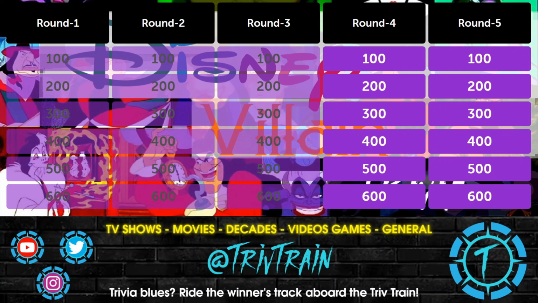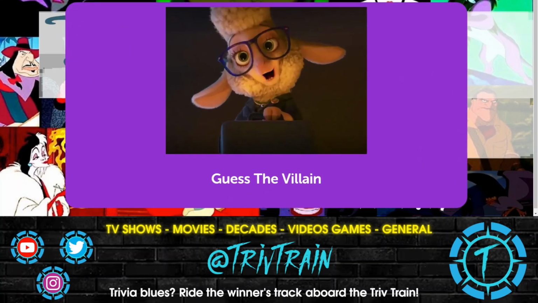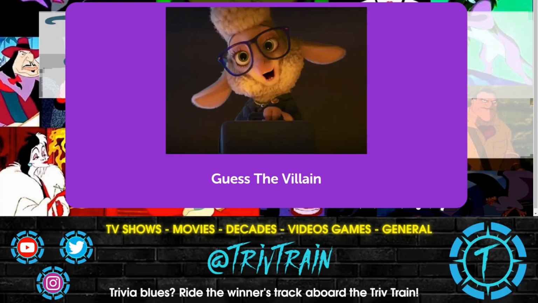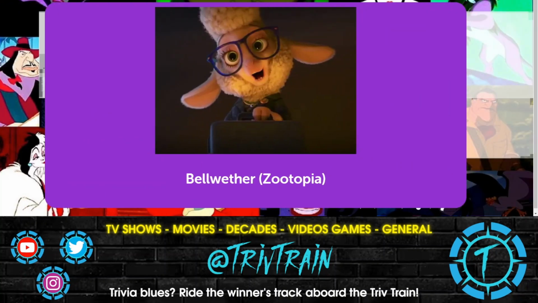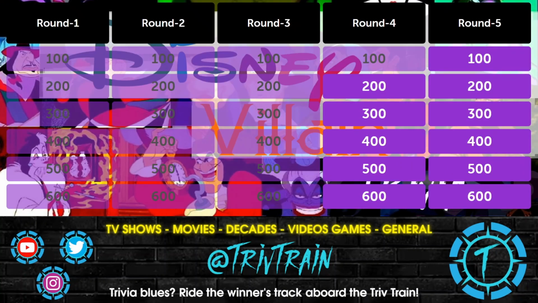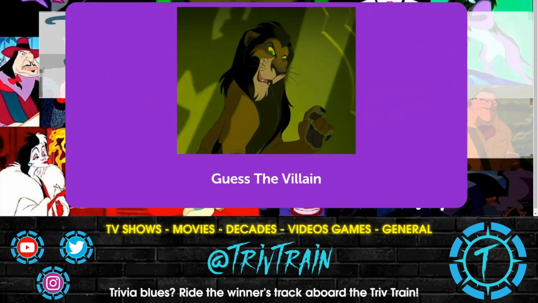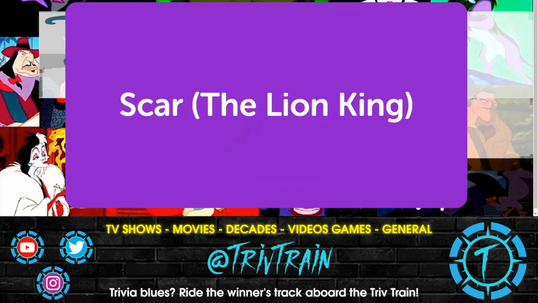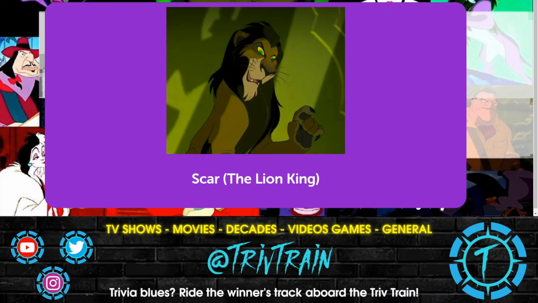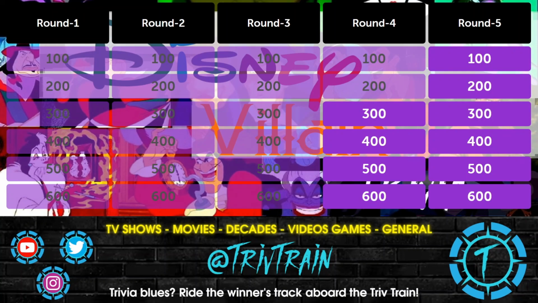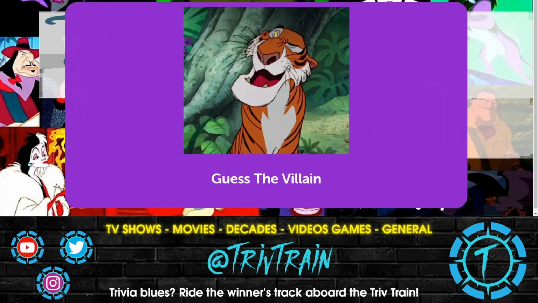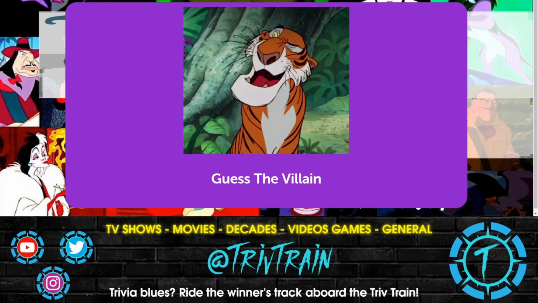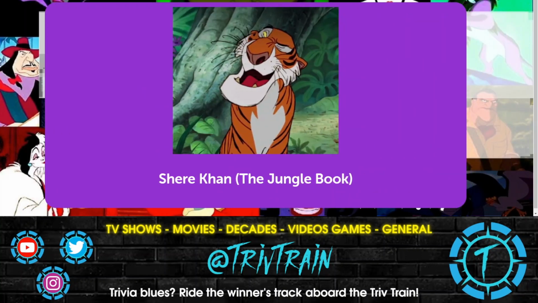Round 4 for 100. Guess the villain. The correct answer is Bellwether from Zootopia. Round 4 for 200. Guess the villain. The correct answer is Scar from The Lion King. Round 4 for 300. Guess the villain. The correct answer? Shere Khan from The Jungle Book.